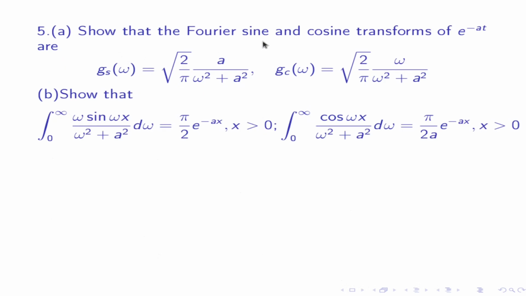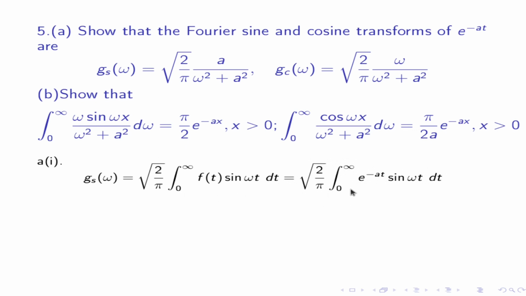We have to show that the Fourier sine and cosine transforms of e raised to minus at are these, the sine transform and cosine transform, and then we want to show these two. Now let us do the first one. The sine transform is equal to square root of 2 by pi integral 0 to infinity f(t) sine omega t dt. That's f(t) is e raised to minus at.